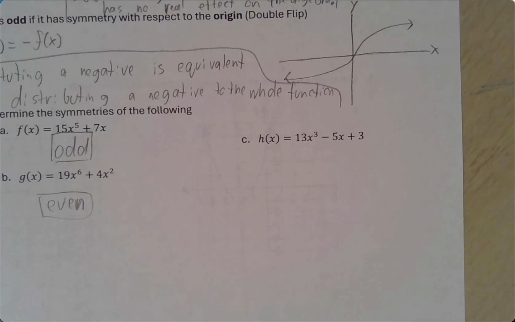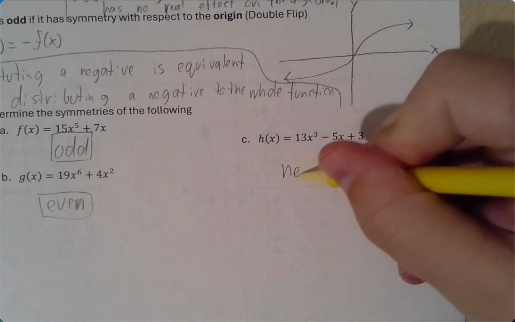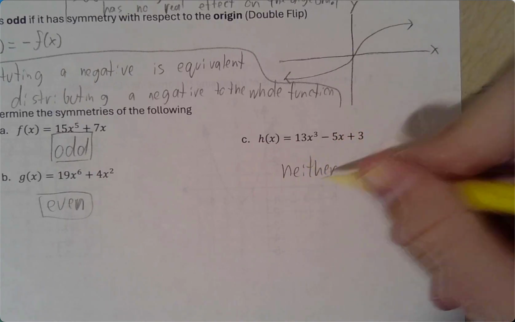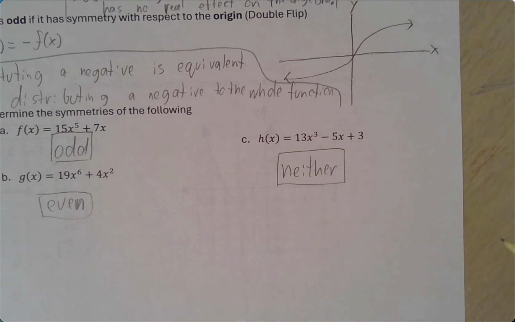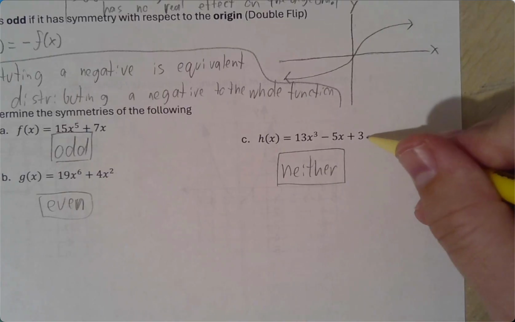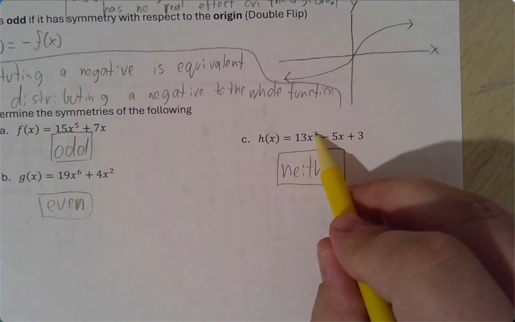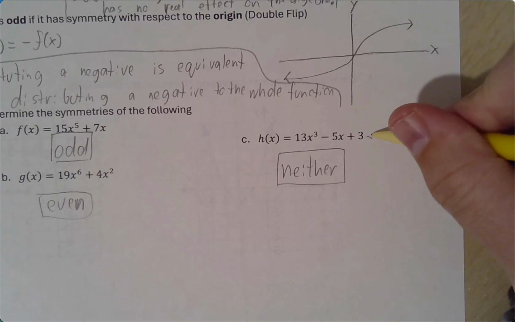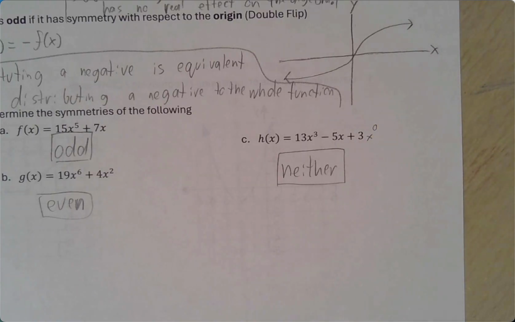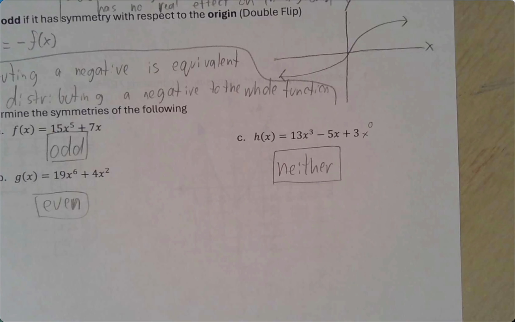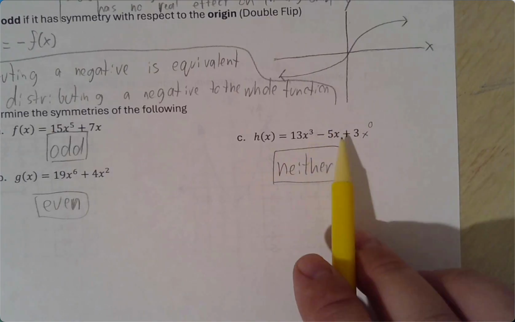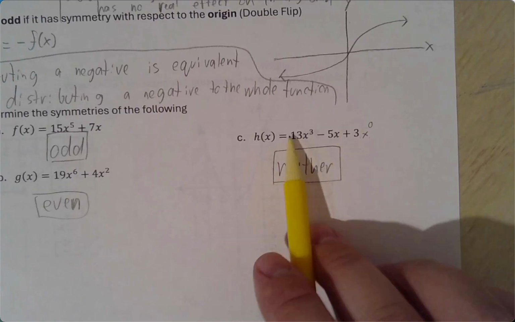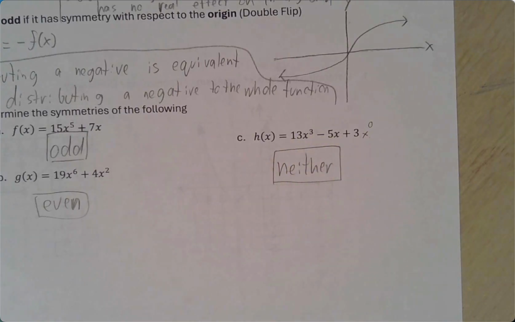And it's tempting to say that C is odd, but C is neither. Sorry for the trick question. But here's why. Even though this is a 3 and this is a 1, this must be a 0 because I didn't see an x on this last term. And so that means there's an odd, and there's an even. It's mixed, and therefore it's neither.